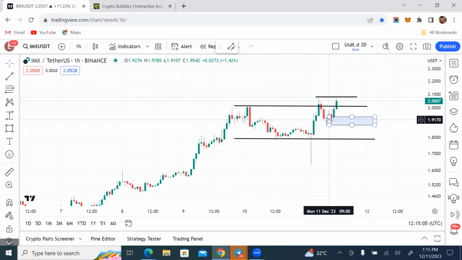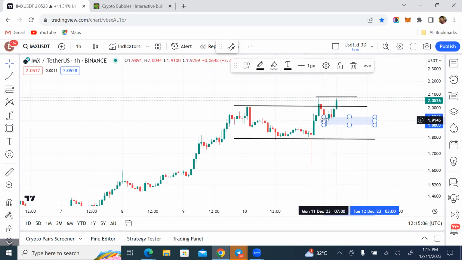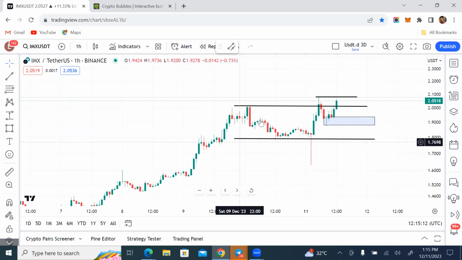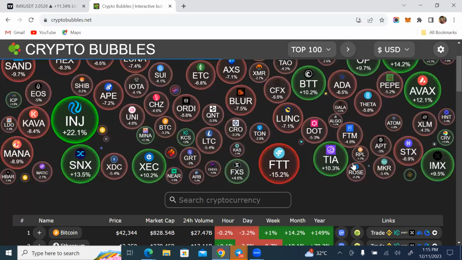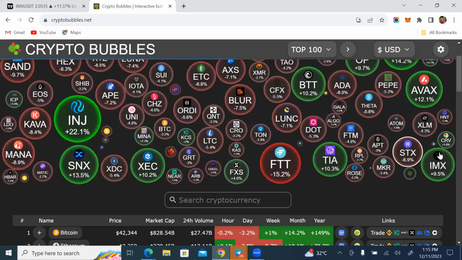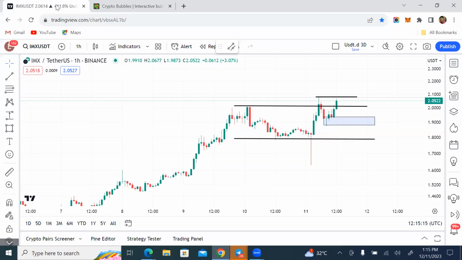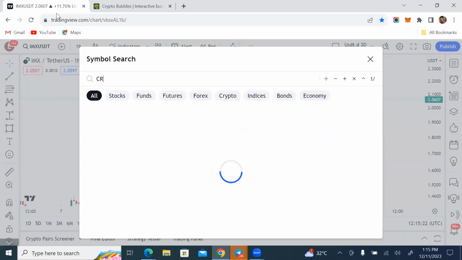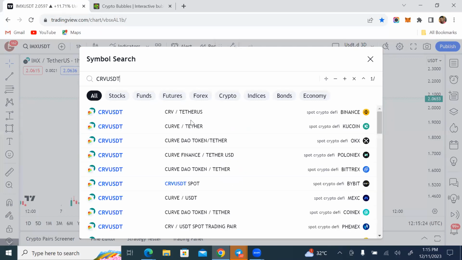This is what we want to do. So basically, this is how you trade. You can come on to crypto bubbles, just search for them. I think TI is doing well. Let's see what CRV is doing. These are all altcoins. See what CRV is doing.